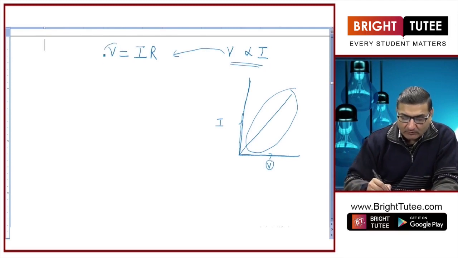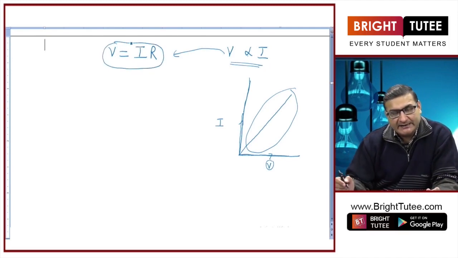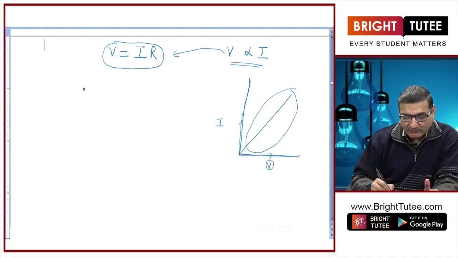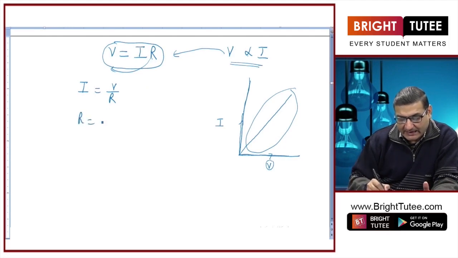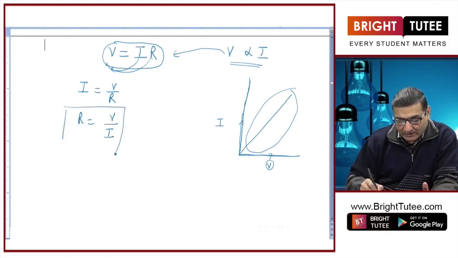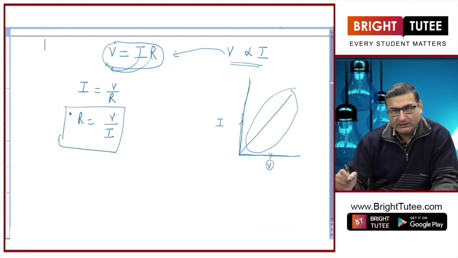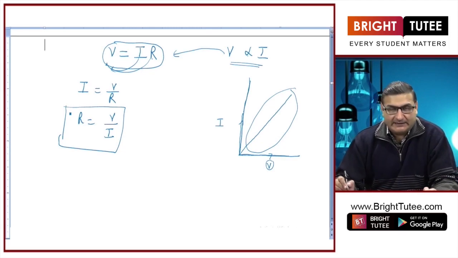Now from this formula, V is equal to IR. What do I conclude? I can just manipulate this formula. I can also write I is equal to V upon R, taking R over here, or keeping R here only, I can also write, taking I here, I can write R is equal to V upon I. Now this is something important that we will be discussing in a bit of detail.